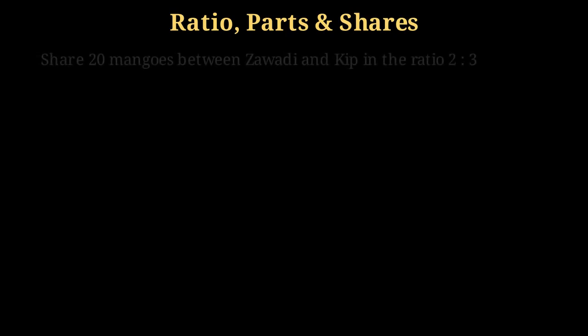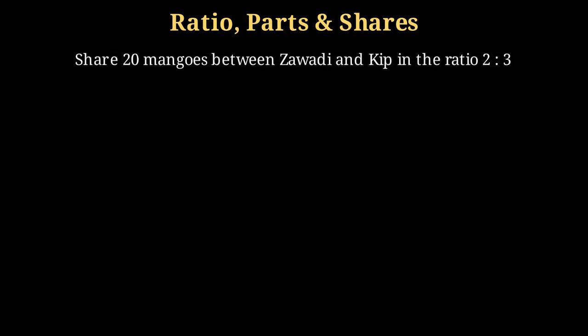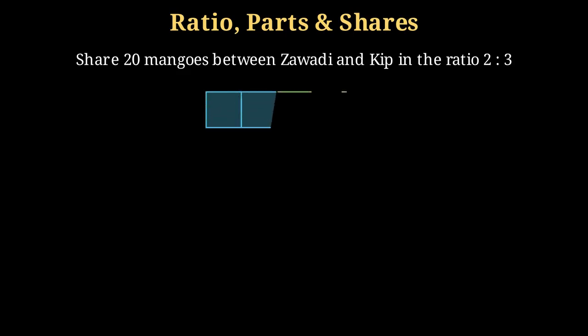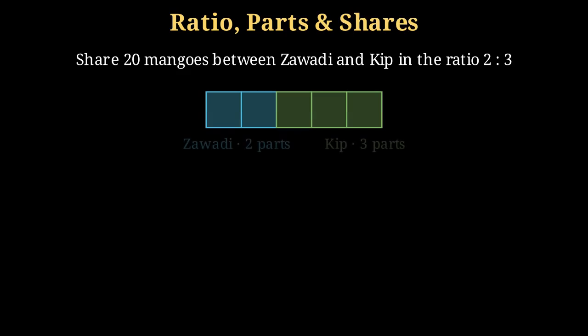Say Zawadi and Kip pick mangoes together, and they agree to share 20 mangoes in the ratio 2 to 3. The ratio 2 to 3 means the mangoes are split into equal parts, 2 parts for Zawadi and 3 parts for Kip. Draw that as a strip, 5 equal boxes in a row. Step 1, add the ratio numbers. 2 plus 3, 5 parts in total. Not 2 people, 5 parts.